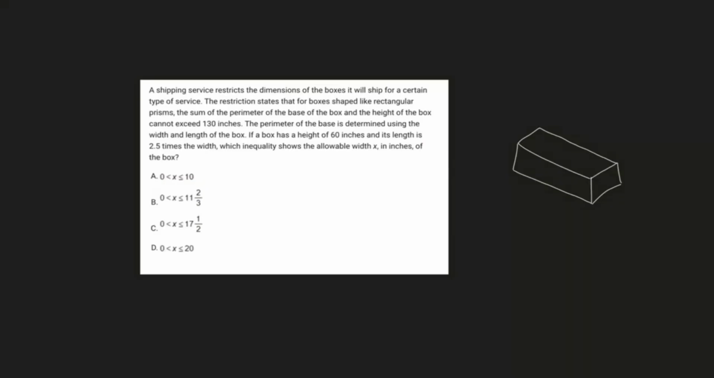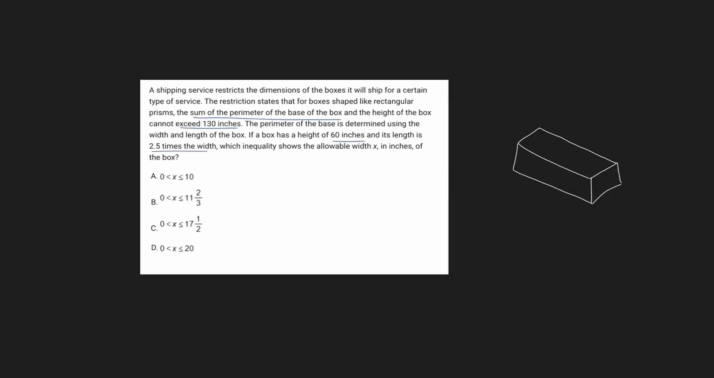A shipping service restricts the dimensions of the boxes it will ship for a certain type of service. The restriction states that for boxes shaped like a rectangular prism, which I've drawn out here, it's a pretty good drawing actually, the sum of the perimeter of the base of the box and the height of the box cannot exceed 130 inches. The perimeter of the base is determined using the width and length of the box. If a box has a height of 60 inches and its length is 2.5 times the width, which inequality shows the allowable width x in inches of the box?